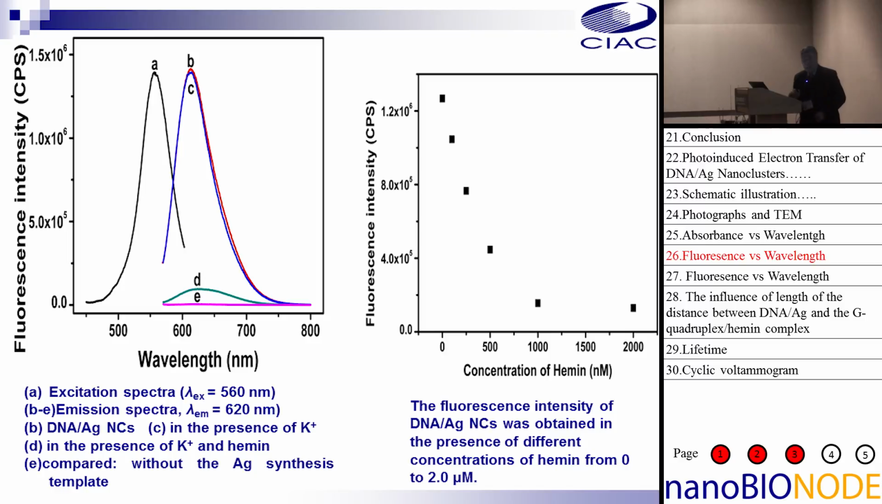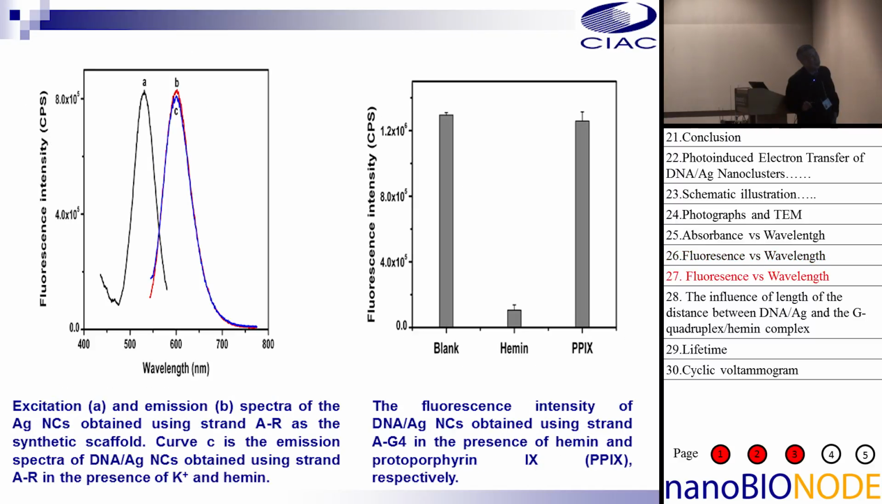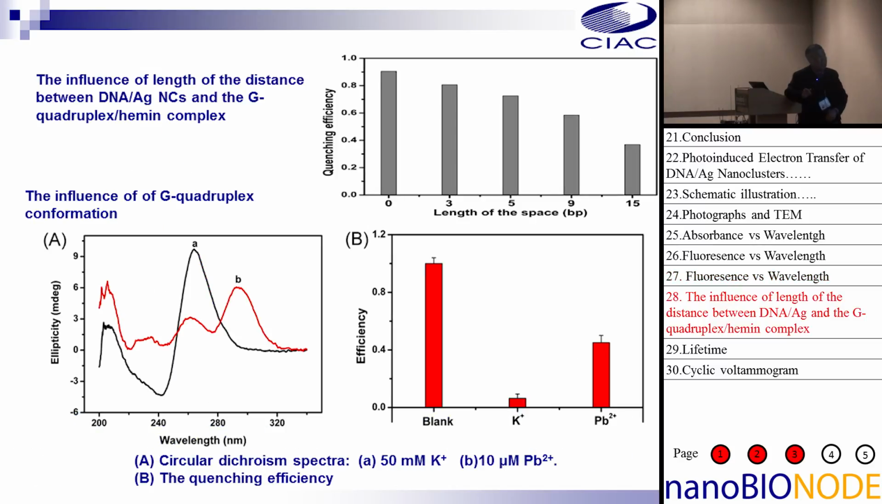It can be used for analytical purpose. And this shows you the specificity. In the presence of the Hemin, the quench effect is quite clear and significant. However, for other things, for example porphyrin IX, there is no such effect. So it shows that it's quite specific. And it also has selectivity.